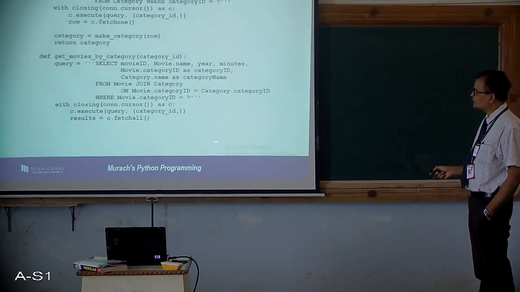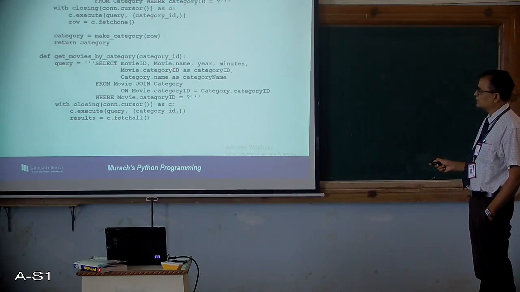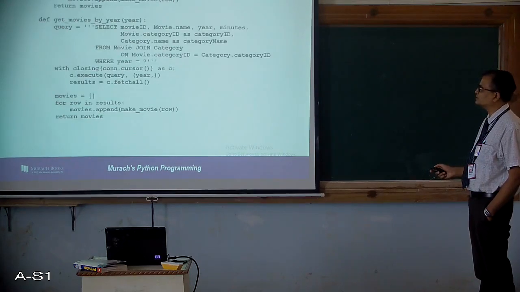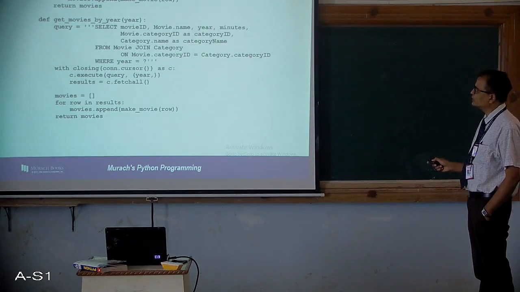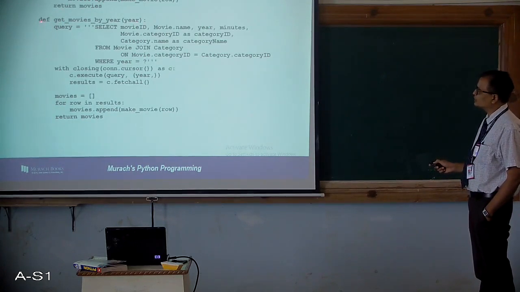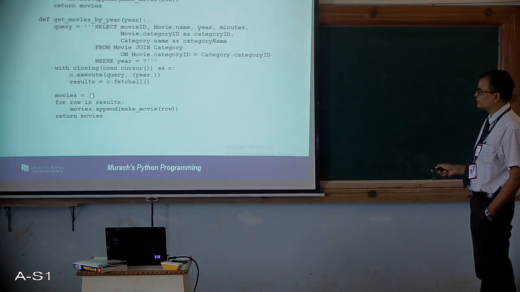For this particular statement you may get multiple records fetched. Because of that reason we are writing c.fetchall, and that will be available in the results. Okay, so this is how it goes. Then get movies by year is another function where we are getting movies by year, and then everything is available in the movies thing.